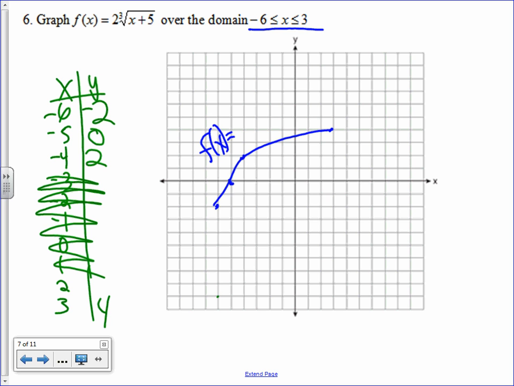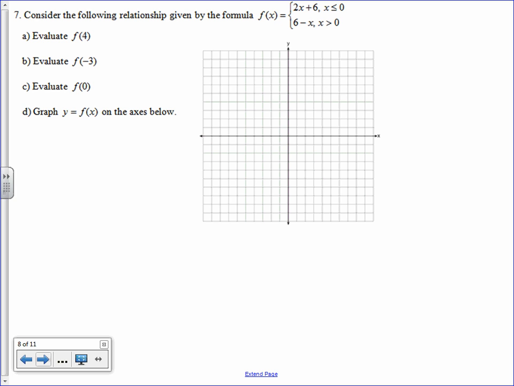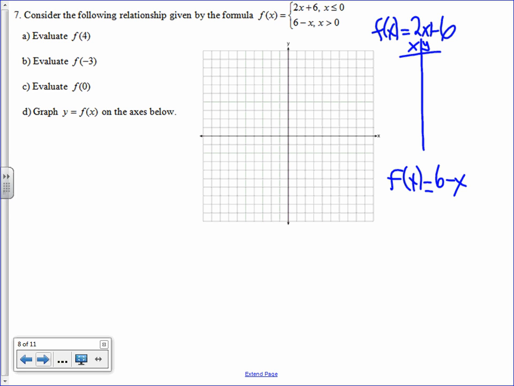F of x equals 2 cubed root x plus 2. Piecewise. I need to make a table for each of them. If there's no interval, which there is not, I'm going to go from negative 10 to 10. Now, being how this function is less than or equal to 0, I go from negative 10, because that's what fits on my graph, all the way to 0.